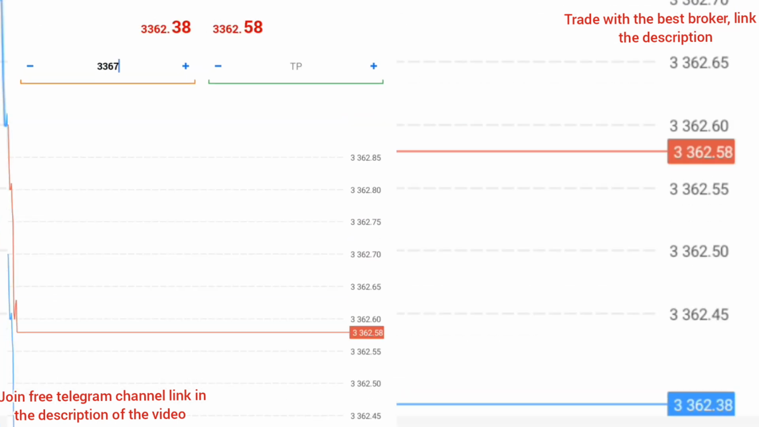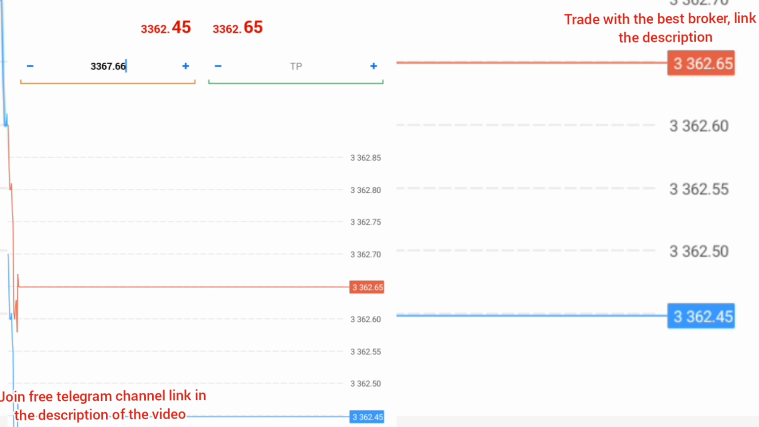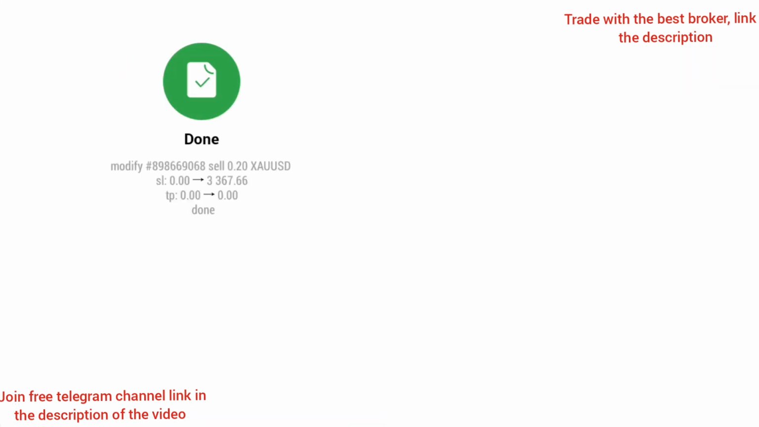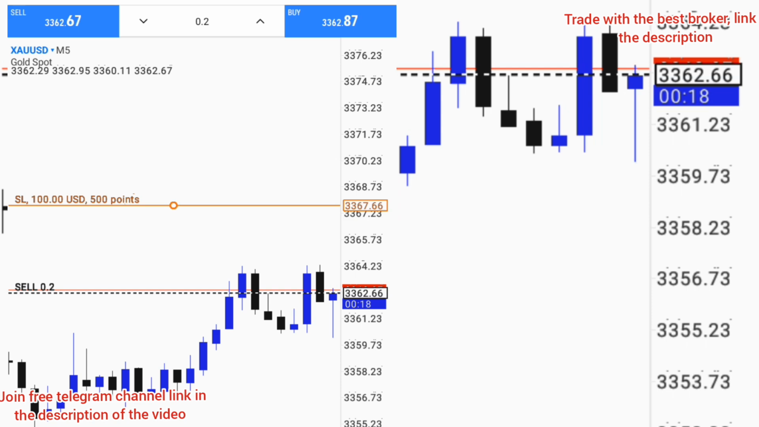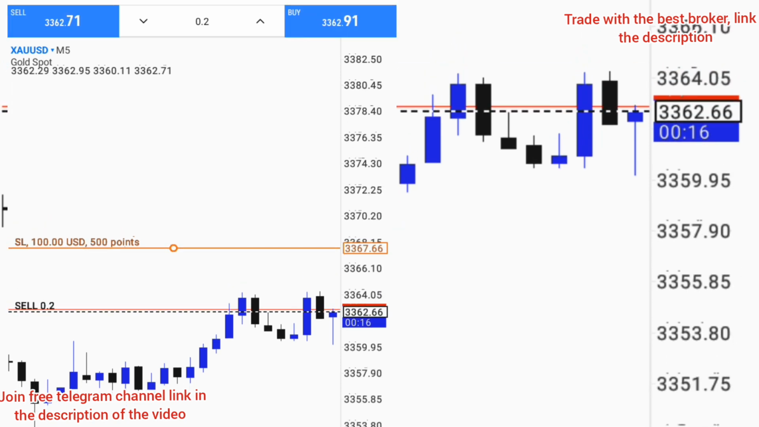Yeah, this is a good trade. Let me execute and set my stop loss. Yeah, I'm setting my stop loss, guys, with a 0.2 lot size. So I'm targeting $400, and I'm risking only $100.